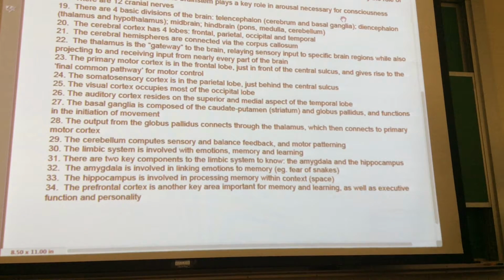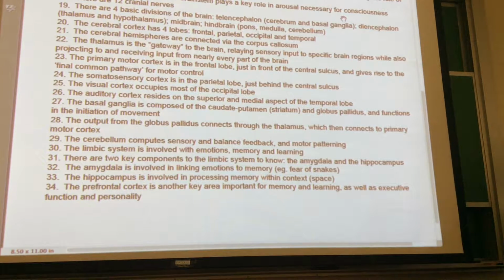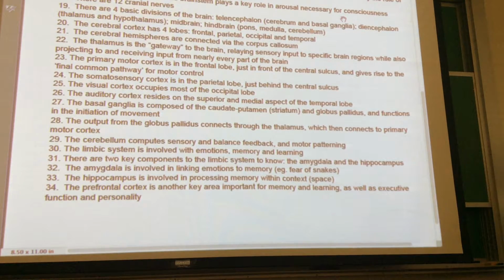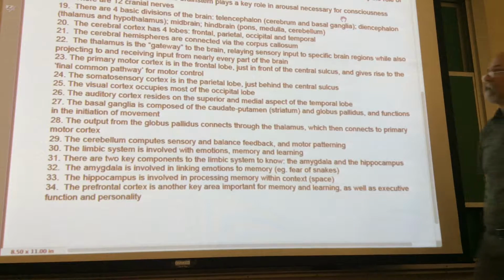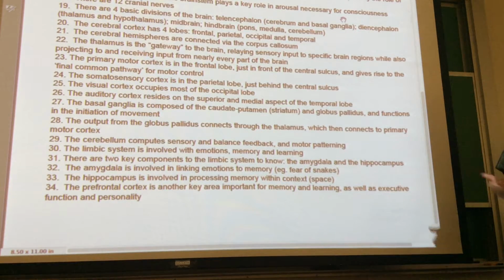So, 4 lobes. Obviously, 2 hemispheres. They're connected by the corpus callosum, this connection body. All right? Thalamus is the gateway, essentially, for sensory information, right? So all sensory information of all types goes through the thalamus.